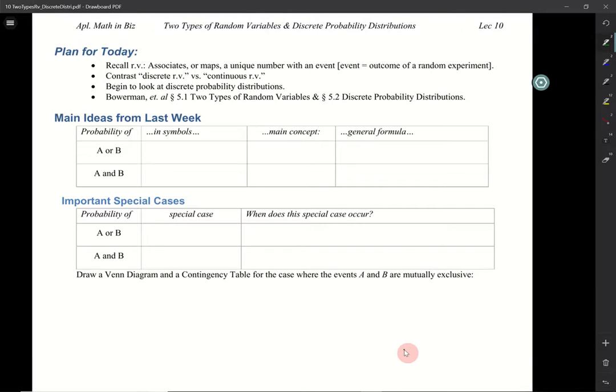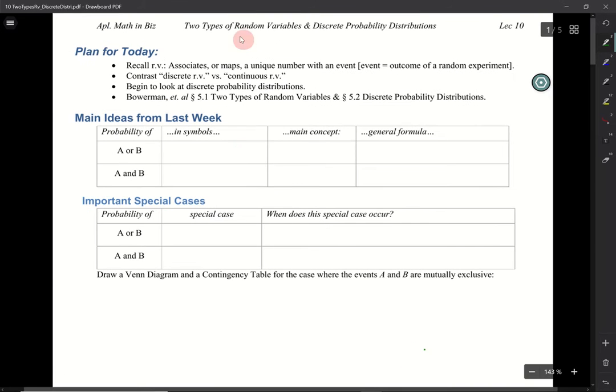Okay, so any questions from last time? No? Okay, so just a short lecture talk today. And what we want to think about now are basically just what are called discrete probability distributions.